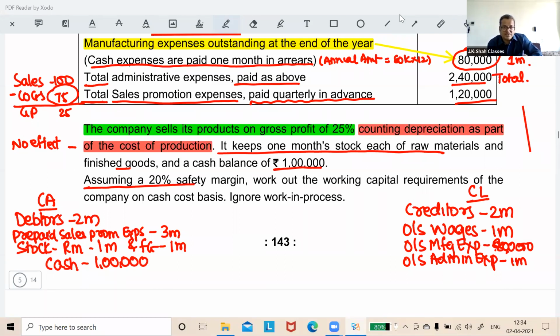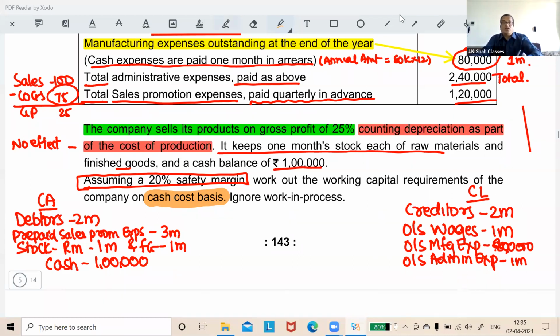Assume 20% safety margin. Yes, this is the point to be discussed at the end, so we'll solve as normal and then we will come to it. Work out the working capital requirement of the company on cash cost basis. Very clearly noted in the question, so we'll follow cash cost. And what will be the difference? We need not give that working note which we gave in the first question, that in the absence of information we follow this alternative. Not required. The method is already given in the question.